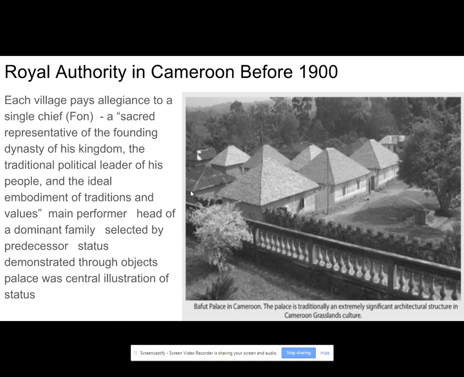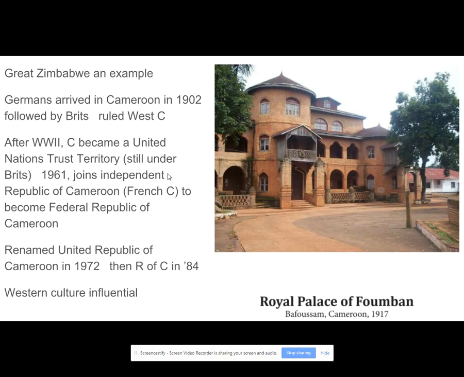Each village paid allegiance to a single chief, a Fon, and it would be a sacred representation of the founding dynasty of his kingdom, the traditional political leader of his people, and the ideal embodiment of traditions and values. There would be a head, the main performer, the head of a dominant family, selected by the predecessors, and usually elected through status. And status again demonstrated through the objects. And so the palace was central to the illustration of the status.